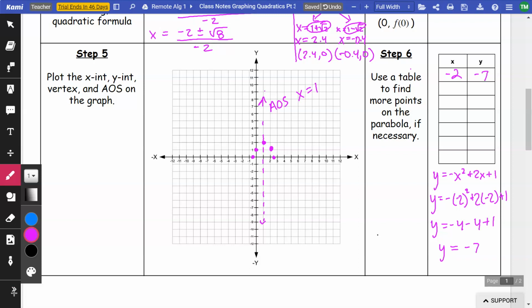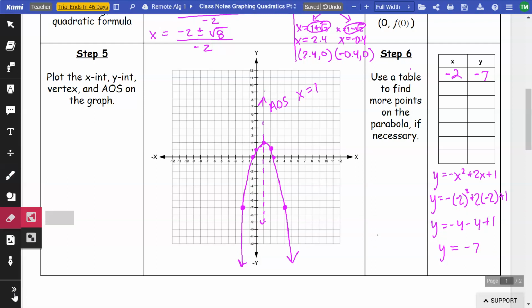So let's plot the point negative 2, negative 7. And then it's 1, 2, 3 away from the axis of symmetry, reflected on the other side, 1, 2, 3. And then we have a good idea of what this parabola looks like. We can sketch in that curve. I feel like I didn't draw the right side of that well, huh? Let's do that smoother.